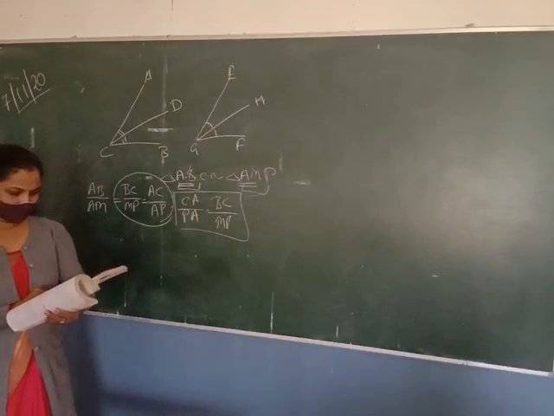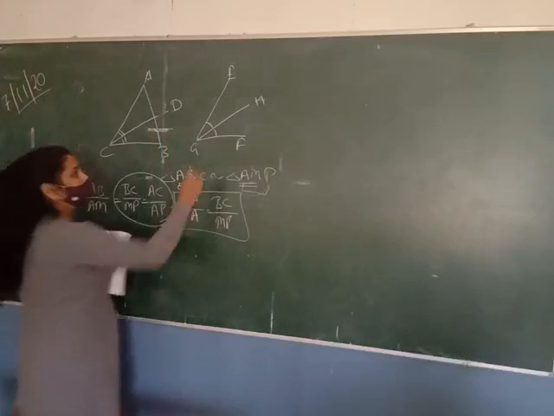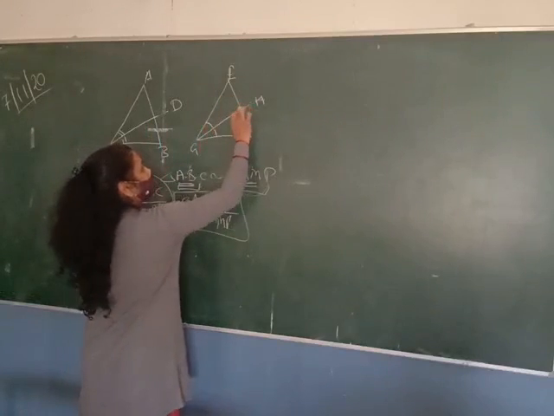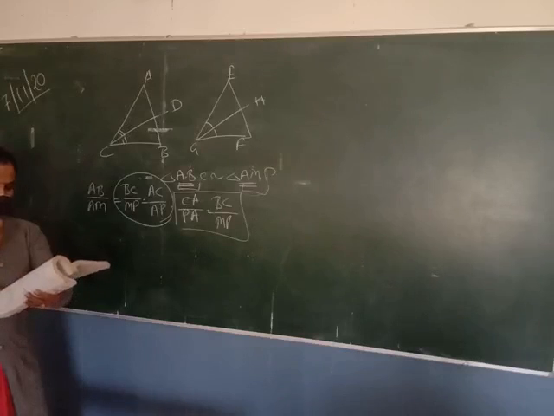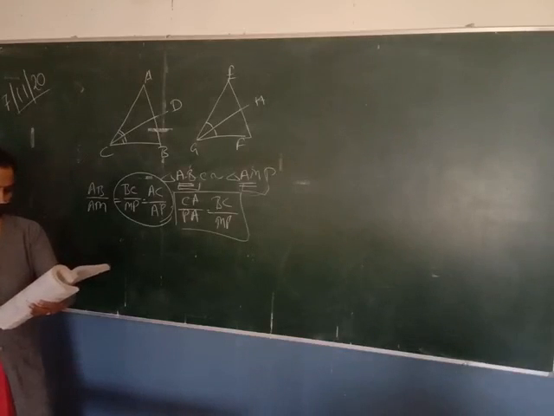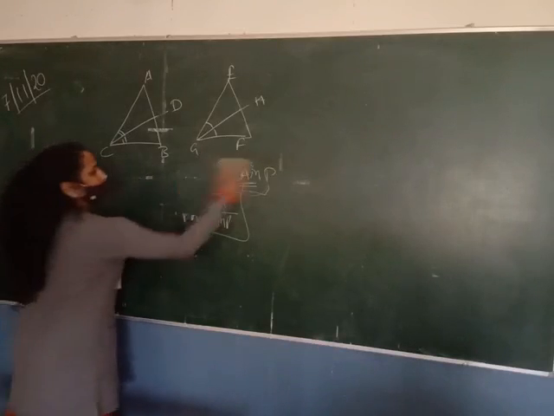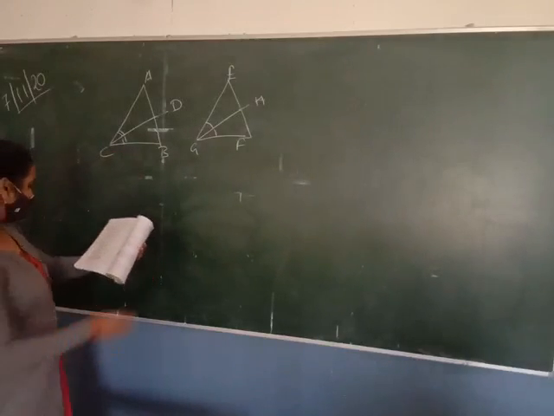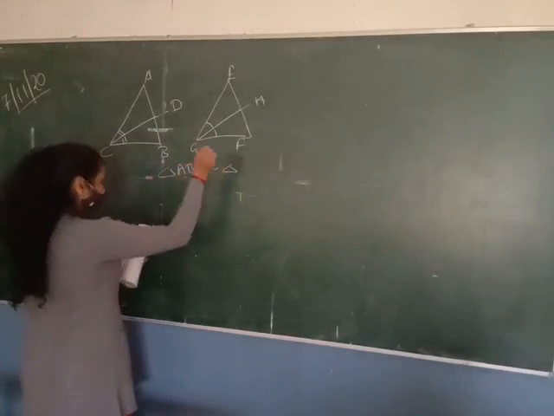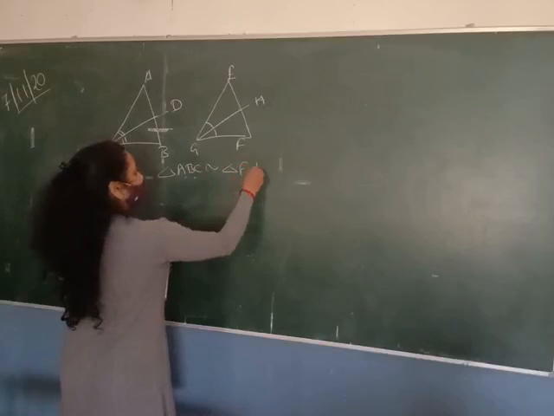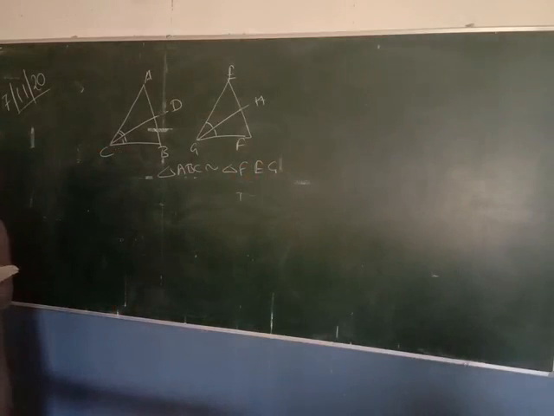Such that D and H lie on the side AB and EF of the triangle this and this respectively. Okay, this is the side AB on which D lie, and the side here H will lie. Then, if it is given that these two triangles, triangle ABC is similar to triangle FEG. These two triangles are similar according to the question.